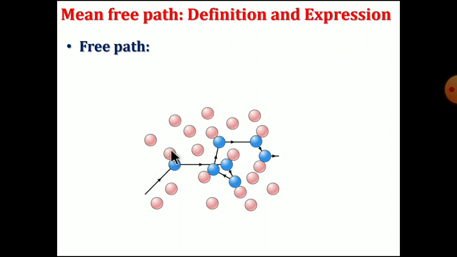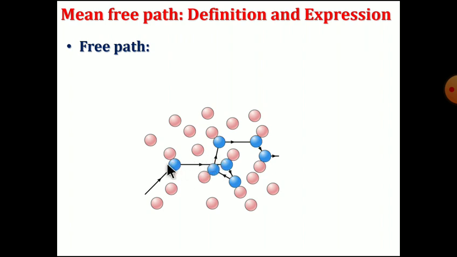Once it collides with the rest of the gas molecules, then what happens? After collision, the colliding molecule changes its direction and it collides with another gas molecule. Again, it changes its path, direction changed, velocity is also changed here. Again, it collides with the next one. In that way, a given colliding molecule, once it collides with another molecule, changes its direction as well as the magnitude of the velocity.